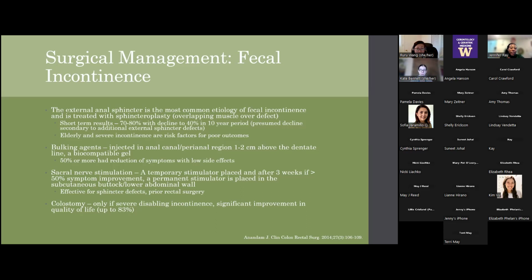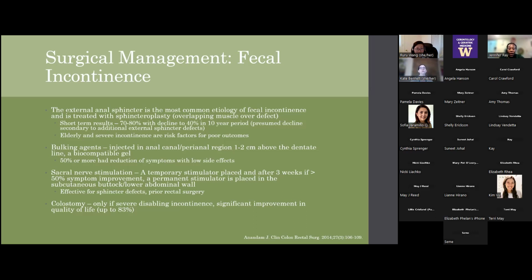In terms of looking at this surgery in elderly populations, the outcomes aren't as great. And if you're having severe incontinence, the outcomes aren't as great either. But the surgeon will go over all the options in terms of management of fecal incontinence. Bulking agents is something I have my elderly patients do quite a bit.